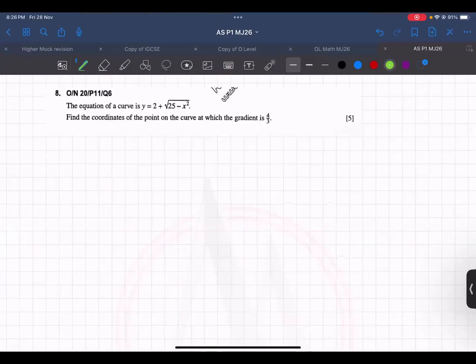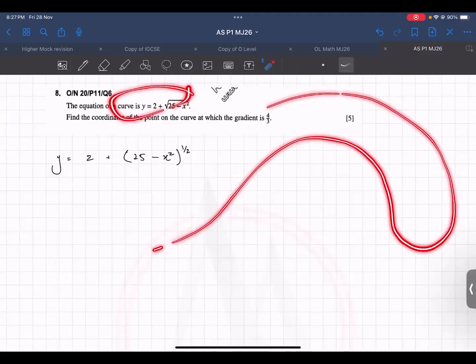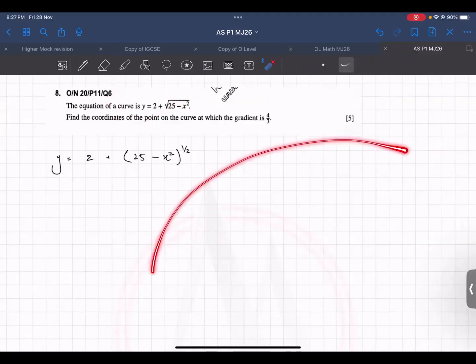Okay. So the equation of the curve was given to us: y equals 2 plus under root 25 minus x square. I'm writing this under root as power half because that is better for working on it. Then find the coordinates of the point on the curve at which the gradient is 4 upon 3. So definitely this would be any curve. We don't know how this curve is. It can be anything. Most probably it will be something like this. But I don't know. But there can be points on this curve where the tangent is 4 upon 3.